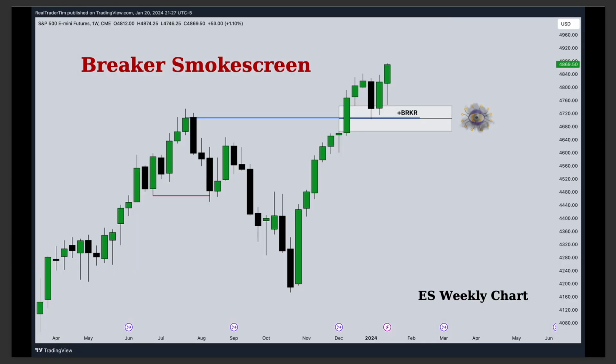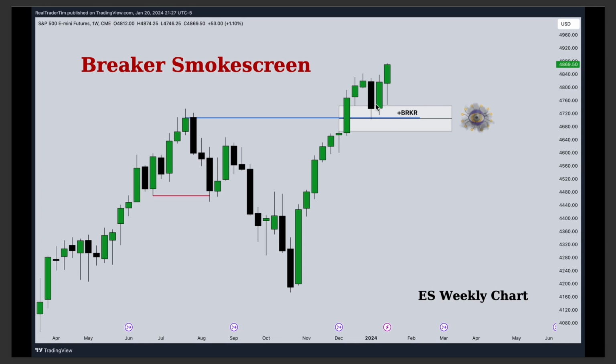Our first example, we're going to be looking at the weekly chart here on the S&P. And we can see we have a low, a high, a lower low. So these consecutive up close candles, the bodies, that's your bullish breaker. If we drag that out in time, we see price delivers to it beautifully and then reverses higher.